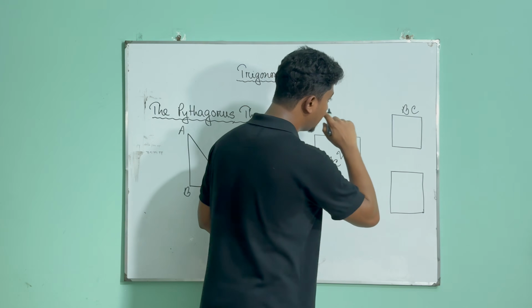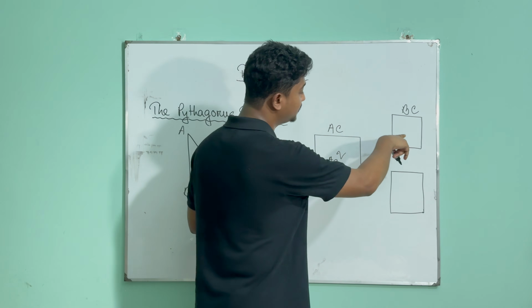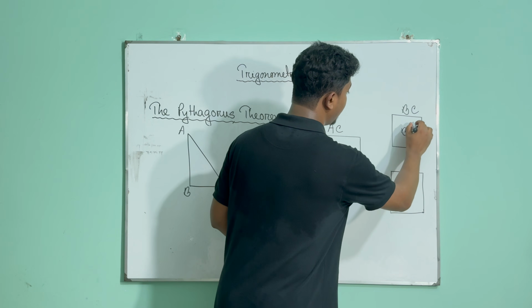So all the sides are BC. How do you find the area of this square? Just square it, right? BC square.